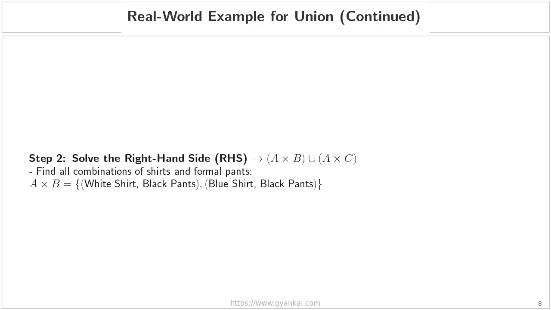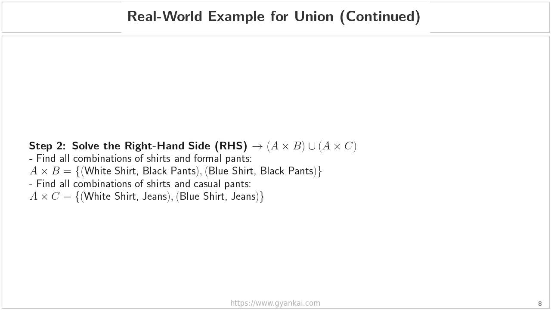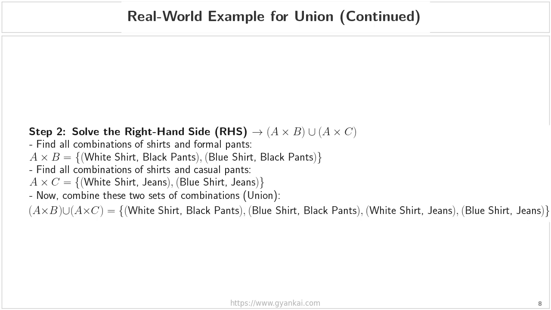First, let's find all the possible combinations of our shirts and formal pants. By calculating A times B, we get a set containing 2 pairs, white shirt with black pants and blue shirt with black pants. Next, we do the same for our casual options. When we find the Cartesian product of A and C, we get the pairs, white shirt with jeans and blue shirt with jeans. Finally, to complete the right-hand side, we need to perform the union operation.